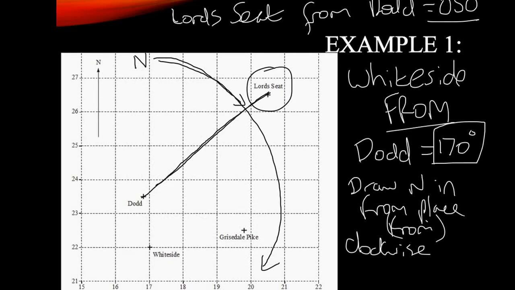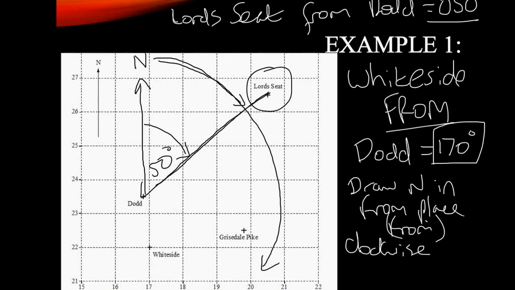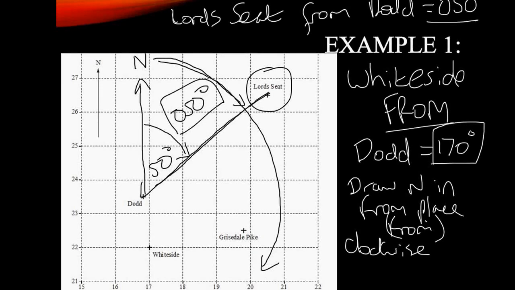Okay, so let's just say if we were to draw a straight line in from Dodd going north, we can see that this angle around here is 50 degrees, and actually that means that the bearing would be 050.